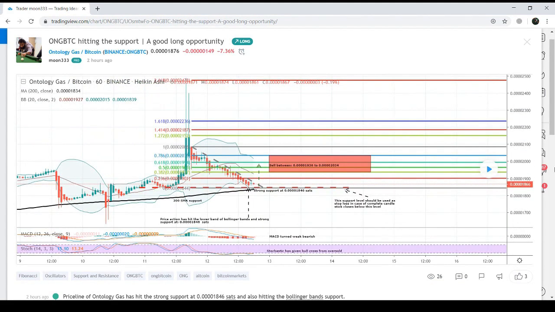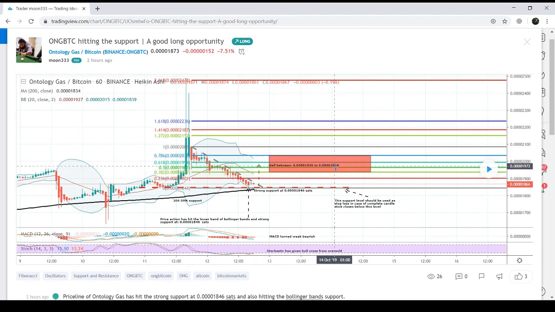Our next altcoin for today is ONG Bitcoin pair, and on this idea you can see the price action has hit the lower band of the Bollinger Band and is also hitting the support at 1846 Satoshis. And also you can see here the MACD is turning bullish. It was strong bearish, now it has turned weak bearish. And also the stochastic has given the bull cross from the oversold zone, so I am expecting that it will hit the Fibonacci sequence from here up to here, and it would be 0.382 up to 0.786 Fibonacci.